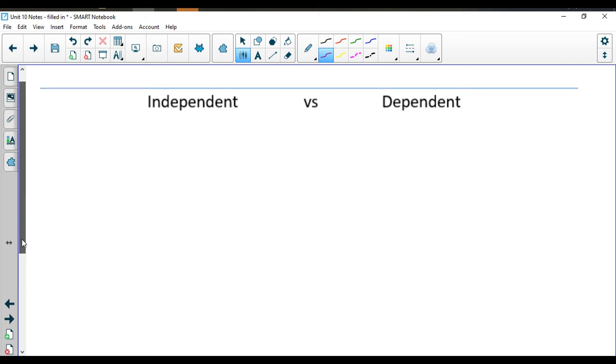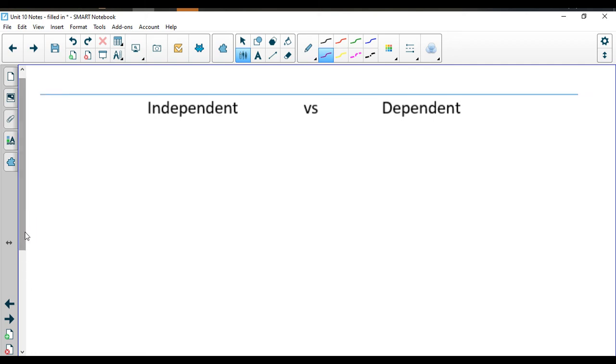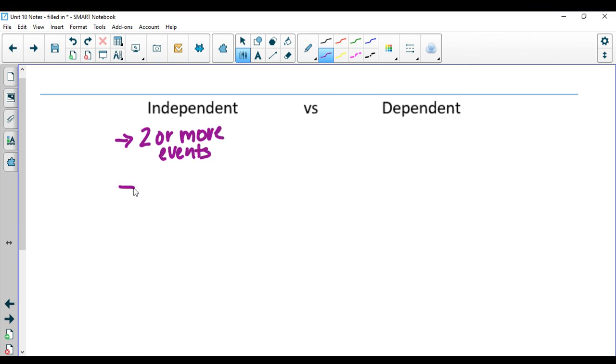The final piece for this lesson is a quick little intro, and we're going to pick this up in the next lesson as well when we talk about independent versus dependent events. Independent is 2 or more events, and independent events have no impact on the other. So for example, in our last lesson when we saw spinning the spinner and then doing something, or rolling a dice and then rolling another dice, they have no impact on each other.